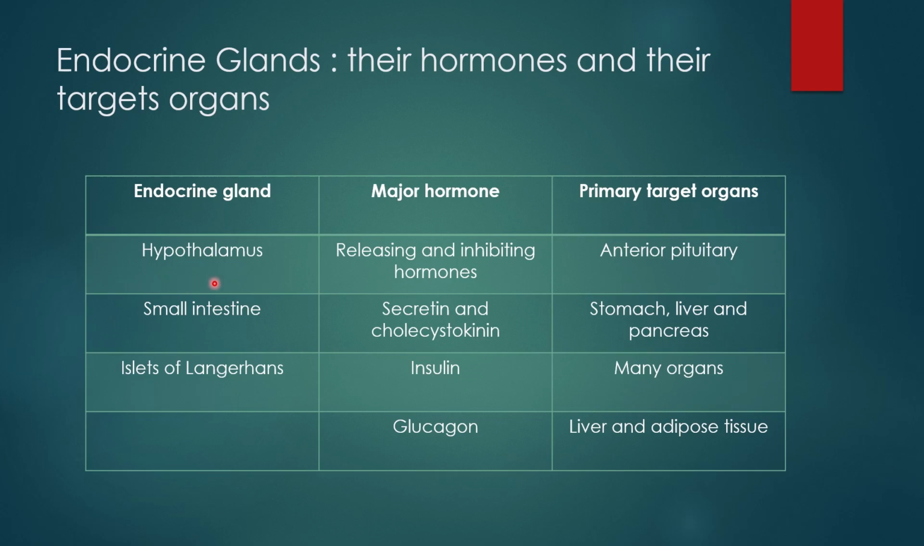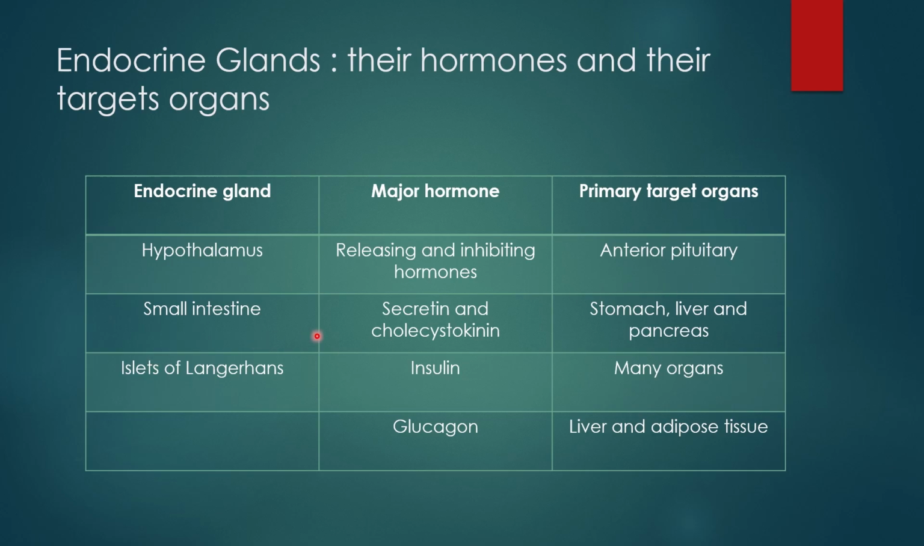Hypothalamus. Hypothalamus is considered a neuroendocrine structure. The hormones produced by the hypothalamus are neurohormones. These hormones are releasing hormones and inhibiting hormones. These hormones regulate the synthesis and secretion of pituitary hormones, that is the anterior pituitary and also the posterior pituitary.